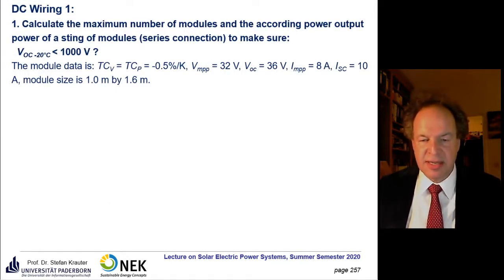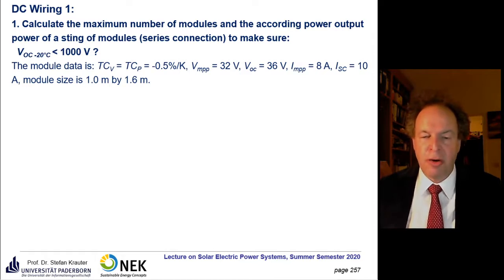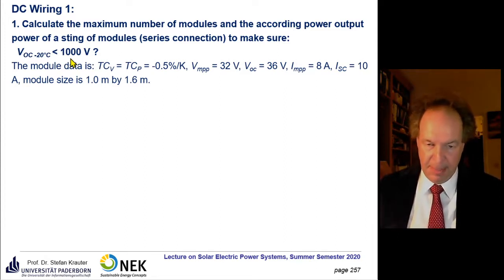So here a first task is what's the maximum number of modules in order to keep the system voltage of that system below 1000 volts. That's important because if we go beyond 1000 volts, we have different standards and different safety requirements, and also some of the subsequent components, for example a charge controller or most often a grid inverter, have a certain voltage limitation and we have to consider it, and if you would go beyond a certain voltage it even could be damaged. So let's calculate that with the given data.